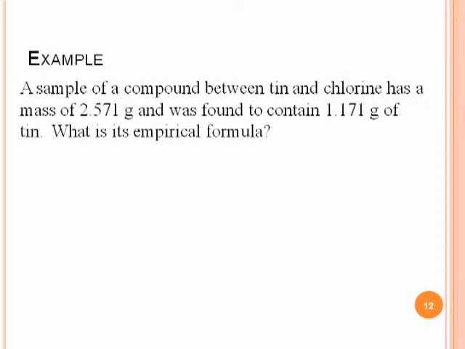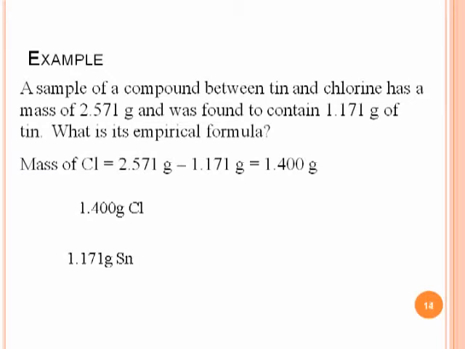So, for example, if we have a compound between tin and chlorine, where the mass of the compound is 2.571 grams and is found to contain 1.171 grams of tin, watch the empirical formula. First off, I need the mass of the chlorine. So 2.571 grams minus 1.171 grams is 1.4 grams of chlorine. Now I have the mass of both elements. Now I can divide through by the molar masses to get moles.